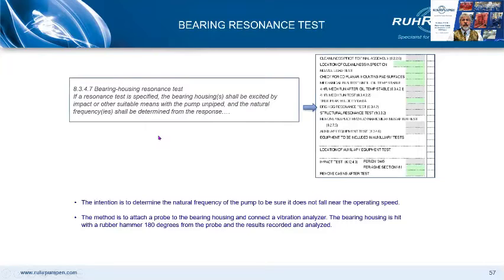Bearing resonance test, often called a bong test. It's to determine the natural frequency of the pump to be sure it doesn't fall near its operating speed. So you attach a probe to the bearing housing, attach a vibration analyzer, and then hit it with a rubber hammer and analyze the results. It's done on the bearing housing with the pump unpiped.